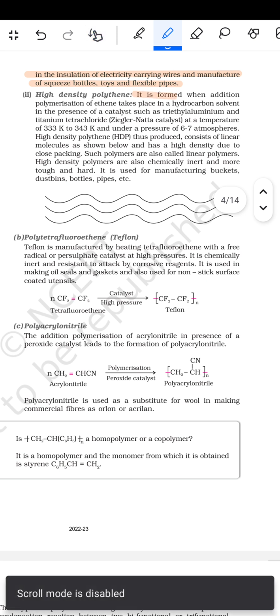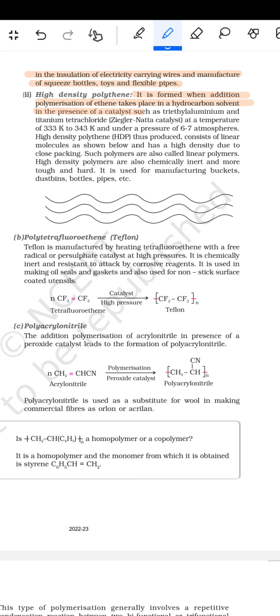So it is formed when the addition polymerization of the ethene takes place in a hydrocarbon solvent in the presence of the catalyst such as the triethyl aluminium and the titanium tetrachloride, Ziegler-Natta catalyst, at the temperature of 333 Kelvin to 343 Kelvin and under pressure of 6-7 atmosphere. High density polythene thus obtained consists of the linear molecules as shown below and has a high density due to the close packing. Such polymers are also called linear polymers. High density polymers are also chemically inert and more tough and hard. It is used for the manufacturing of buckets, dustbins, bottles, pipes, etc.